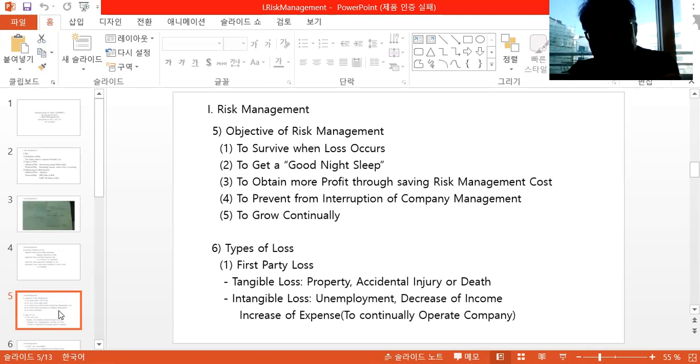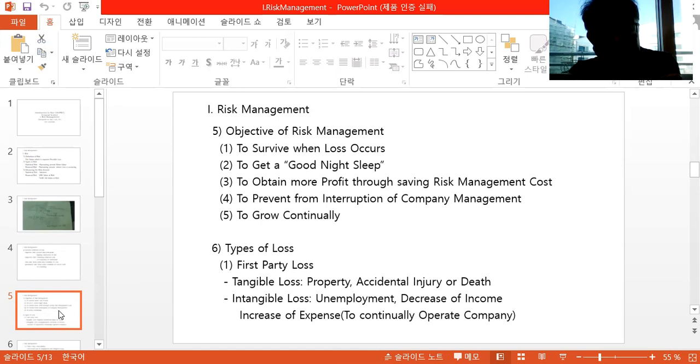The fourth one is to prevent any interruption of company management or the continuation of your operations. The fifth one is to grow continually. That's what most companies are looking for, to grow continually without any interruptions.